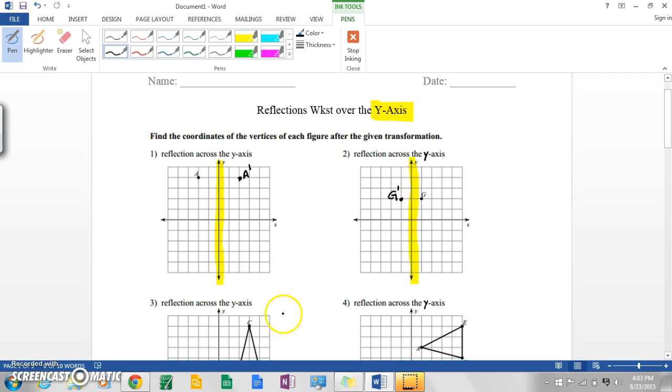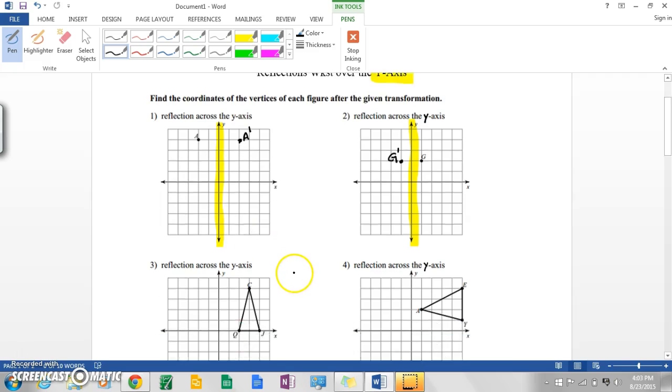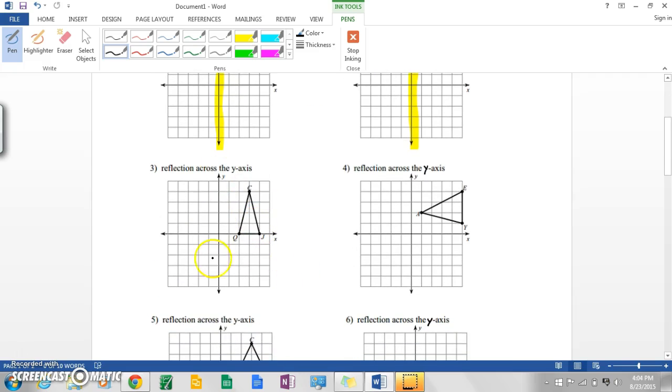It's still a little bit more complicated when we have a shape with a few more vertices. The direction is the same. We have to reflect across the y-axis. And you have to think about, where is the fold line going to be? It's going to be right here in the middle, because that's the y-axis. And again, you have to think about how far away from this line of reflection these particular points are.